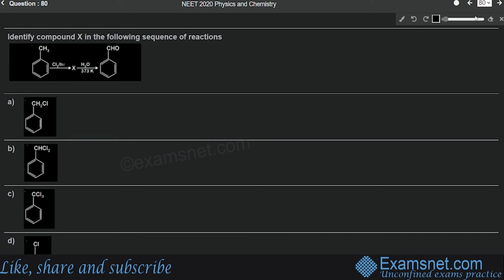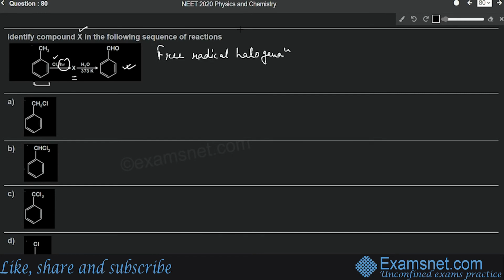Question number 80 is from the chapter Haloalkanes and Haloarenes, and the question is, identify compound X in the following sequence of reaction. So we can see here that the reactant is methyl benzene. It is reacting with chlorine in the presence of sunlight. Then we are getting an intermediate X, which on hydrolysis is giving an aldehyde as a product. Okay, so since a halogen is being added in the presence of sunlight, free radical halogenation will take place.